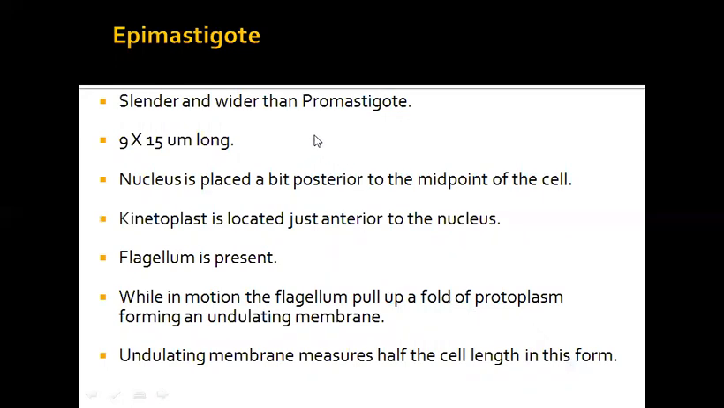Next, coming to the epimastigote forms. These epimastigote forms are a little slender and wider than the promastigote forms. These are 9 by 15 microns long. The nucleus is placed a bit posterior to the midpoint of the cell. The kinetoplast is located just anterior to the nucleus. Flagellum is present. While in motion, the flagellum pulls up a fold of protoplasm, forming an undulating membrane. The undulating membrane measures half the cell length in this form.